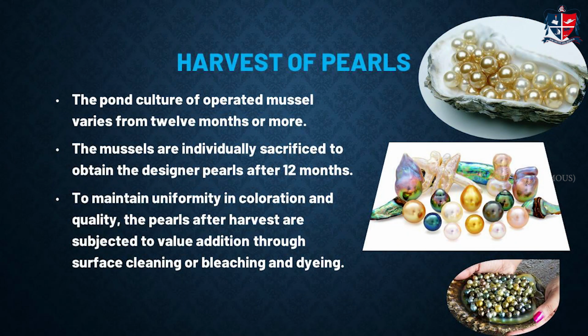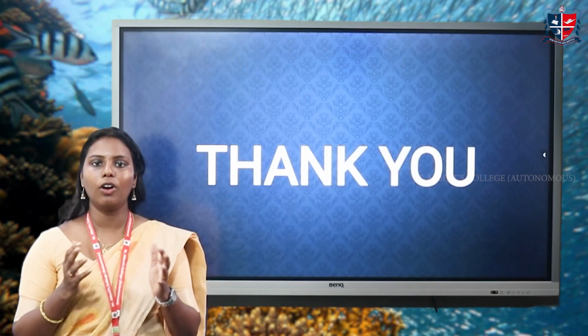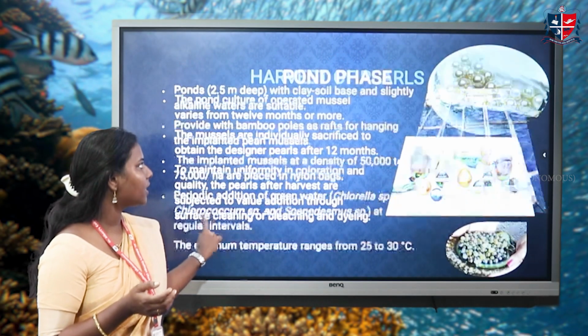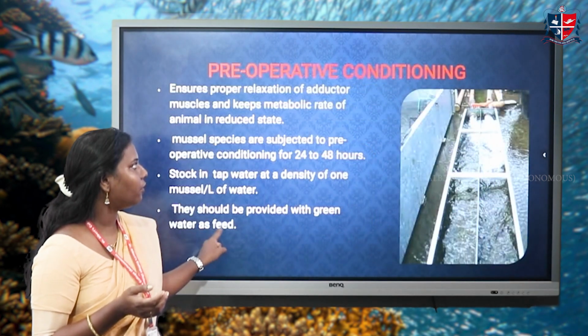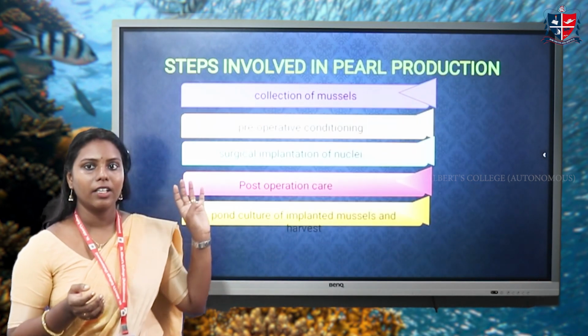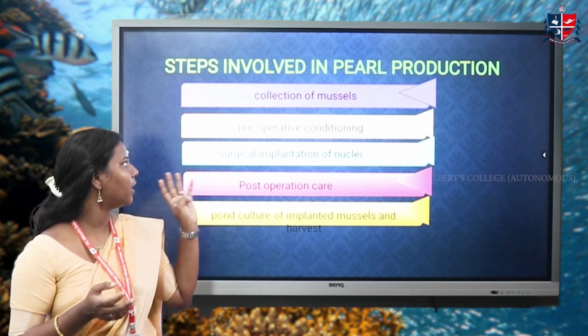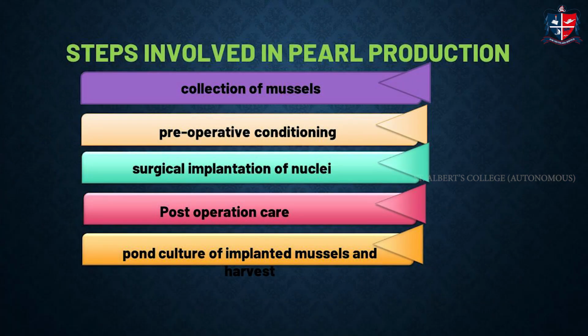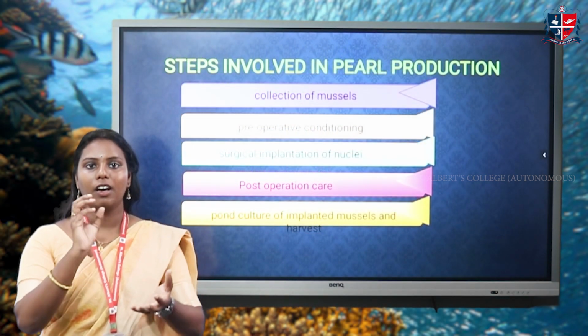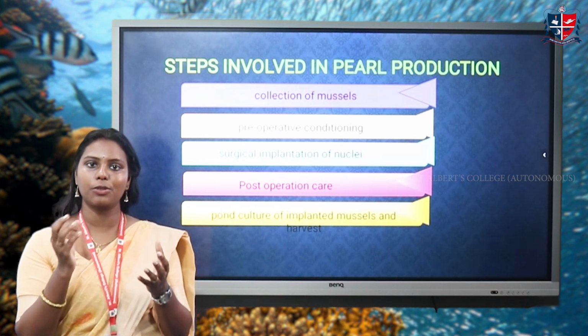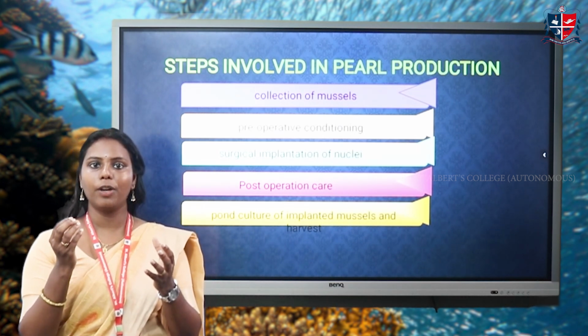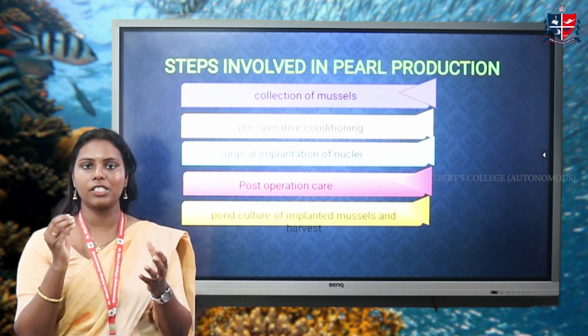So here we have already dealt with the culture and the production of pearls. I'll be summing up all the things which we have already discussed, that is, the surgical method of the culture of mollusk. There are some important steps: the collection of mussels, preoperative conditioning, surgical implantation of nuclei, postoperative care, and the harvest. Basically, these nuclei are obtained from the mantle tissue of the mother organisms, the mother mussels or pearl oysters. The mantle tissue is actually a tissue from which the substance called nacre is secreted.